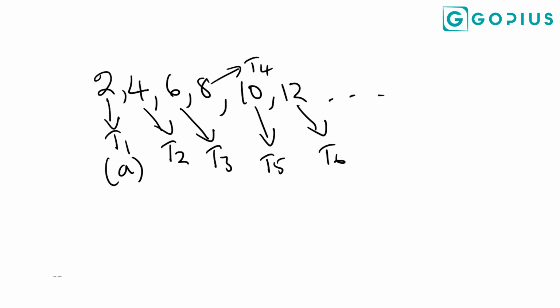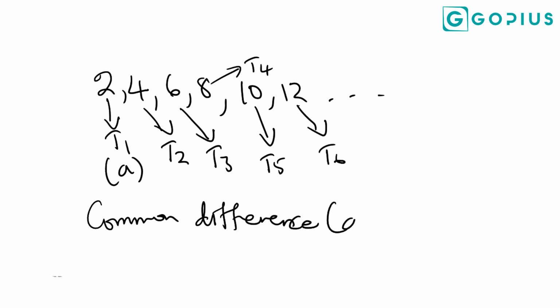Now, if a particular sequence is to be called a linear sequence or the AP, the AP must always be characterized by a constant common difference. There has to be a difference that is common between each pair of successive terms, and that difference is constant. So we call it the common difference D. Now what this means is that D is equal to T2 minus T1, the difference between the second term and the first term.